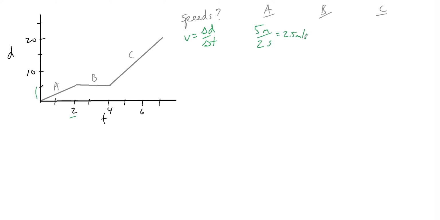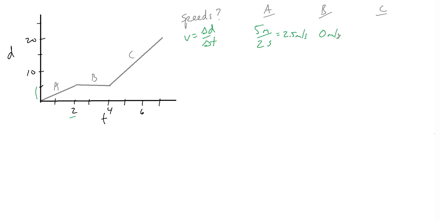Just the slope of the graph, the first part, that's it. So then if I go to the second part, it's even easier. It's just going straight across, so the slope is 0. And it's staying at the same distance at 5 meters, so no big deal. So 0 meters per second for that one.